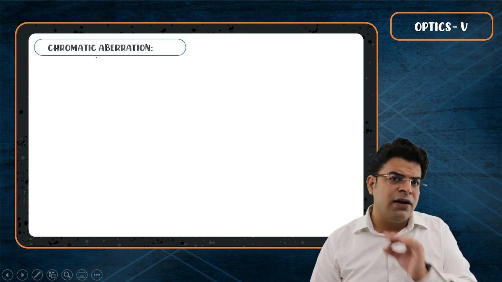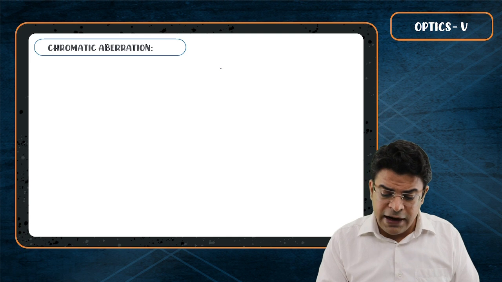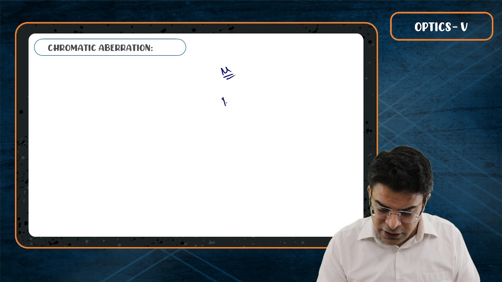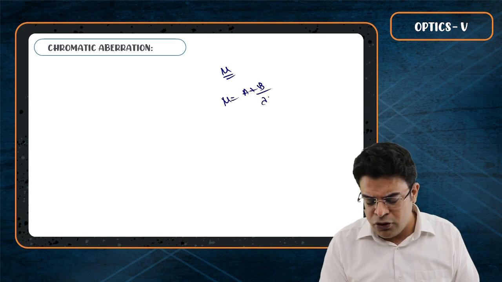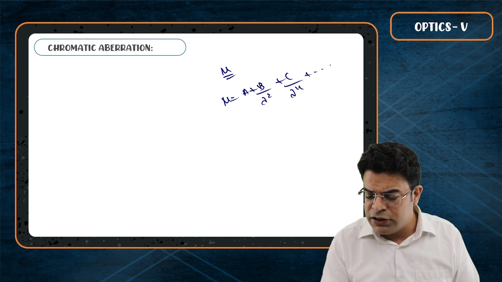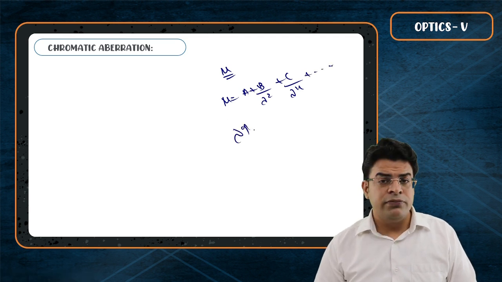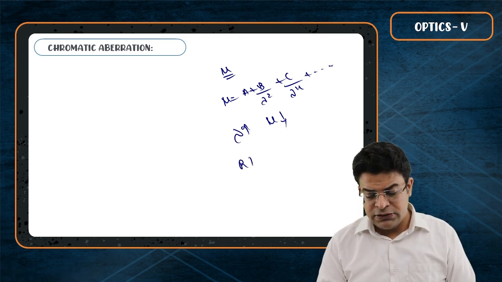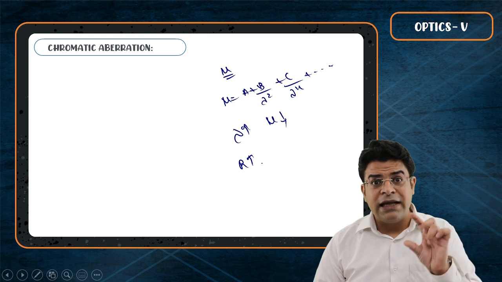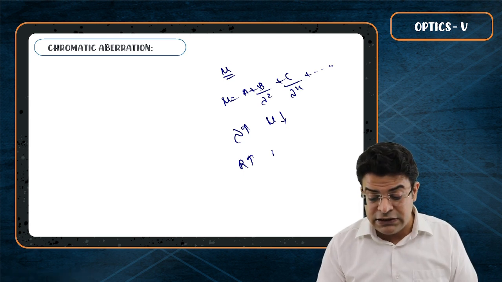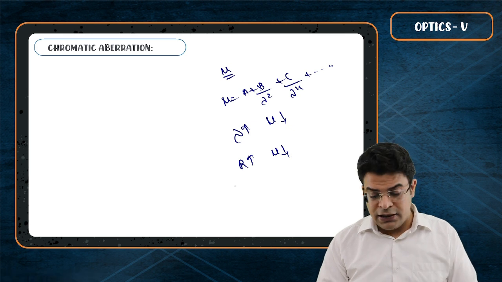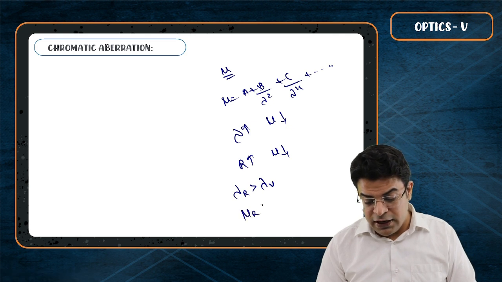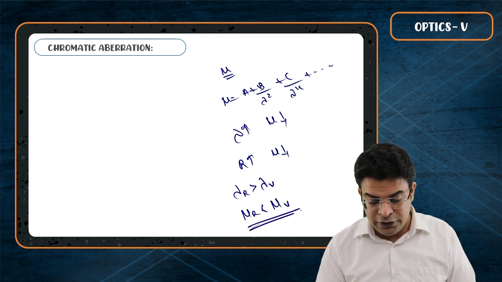We have already learned that for different colors, the refractive index is not the same, from Cauchy's formula. We have learned that the refractive index equals A plus B upon lambda square plus C upon lambda raised to the power of 4, and so on. So the greater the lambda, the lower the refractive index. Out of the visible light, red has the highest wavelength. Since red has the highest wavelength, red has the least refractive index. So the wavelength of red is greater than the wavelength of violet, and hence the refractive index for red is less than the refractive index for violet.